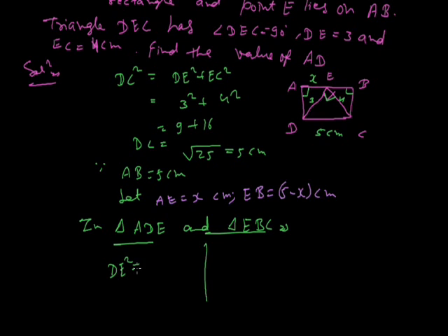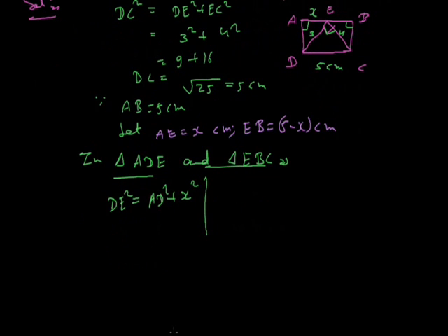hypotenuse DE square is equal to AD square plus AE square. AD square plus AE, the length of AE is X, so X square. Now we can find the value of AD. So AD square is equal to DE square minus X square. The length of DE is 3, so 3 square minus X square, which is 9 minus X square. Here is the length of AD square.